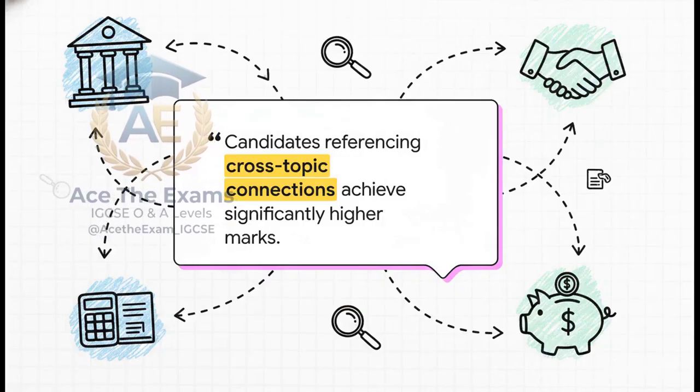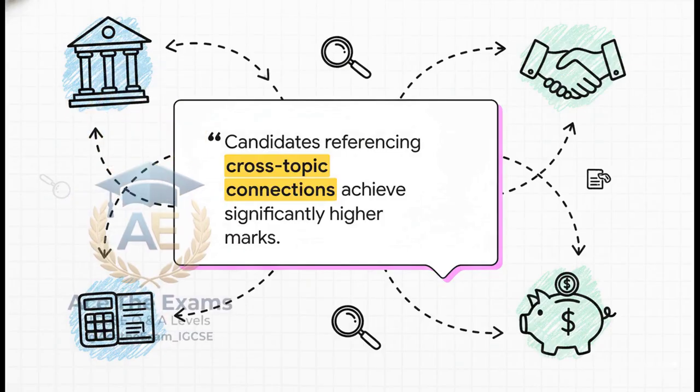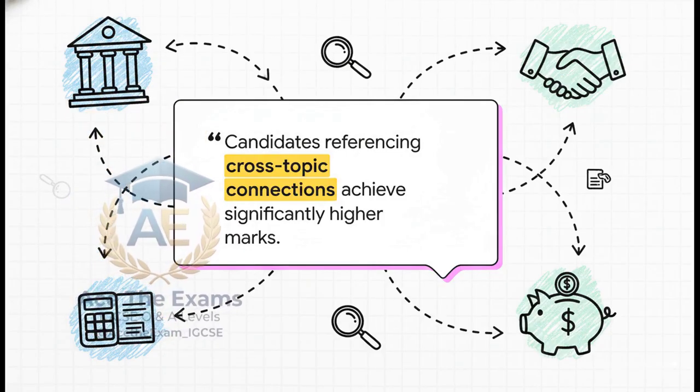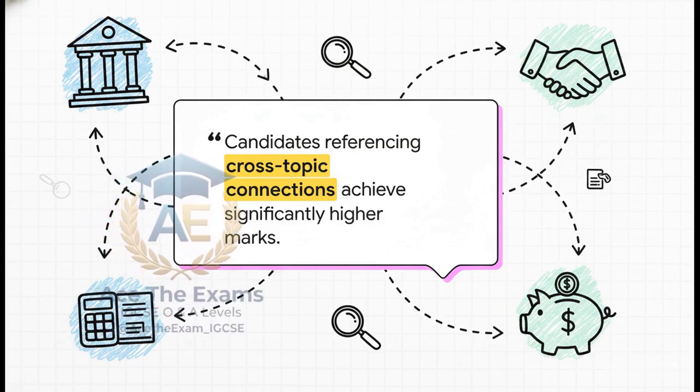And this quote right here brilliantly illustrates exactly what Cambridge examiners are desperately looking for when they grade your papers. This isn't just advice, this is pulled directly from the principal examiner reports. They stated, "Candidates referencing cross-topic connections achieve significantly higher marks." So what does that actually mean for you?